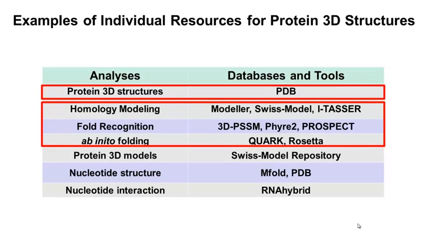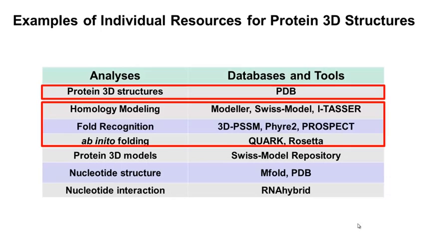The most accurate predictions can be obtained when there is another protein with similar sequence whose structure is known. Examples of this type of homology modeling methods include Modeller, Swiss-Model, I-TASSER, and so on.